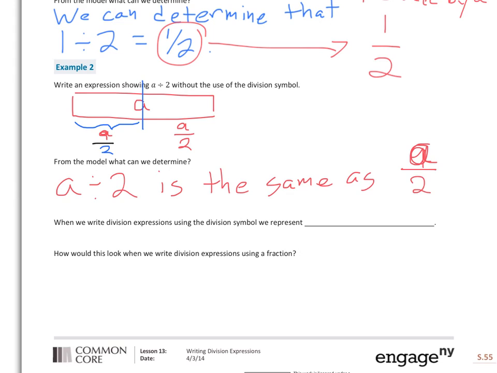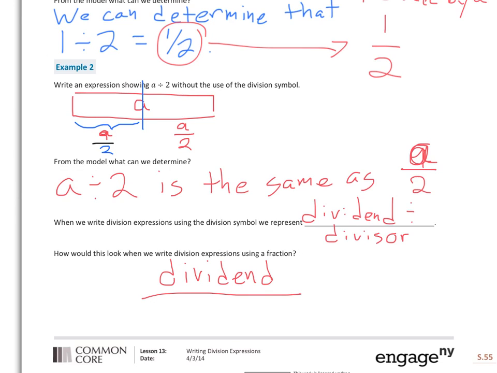Okay, so when we write division expressions using the division symbol, we represent the dividend divided by the divisor. The dividend divided by the divisor. And to see that as a fraction, it would be the dividend over the divisor.